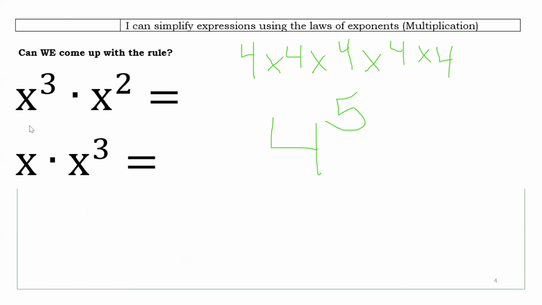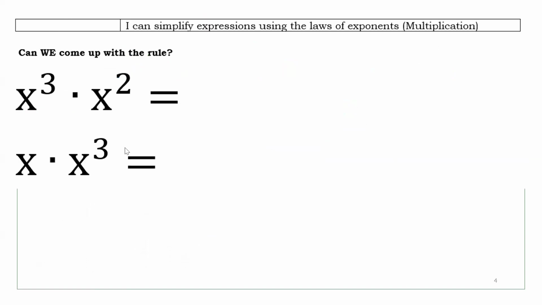So let's see if we can come up with the rule. Let's say we have x cubed, which we know to be x times x times x, and then x squared to be x times x. 1, 2, 3, 4, 5. I have x to the fifth. Do you know what operation I can do to 3 and 2 to get 5?